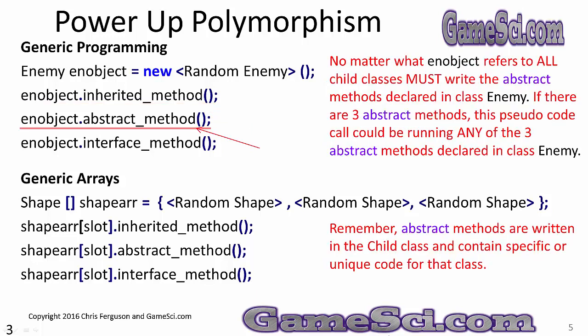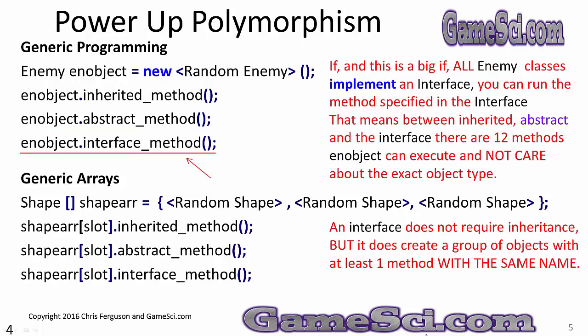enObject.abstractMethod. No matter what enObject refers to, all child classes must write the abstract methods declared in class enemy. If there are 3 abstract methods, this pseudocode call could be running any one of those 3 abstract methods declared in class enemy. Remember, abstract methods are written in the child class and contain specific or unique code for that class.